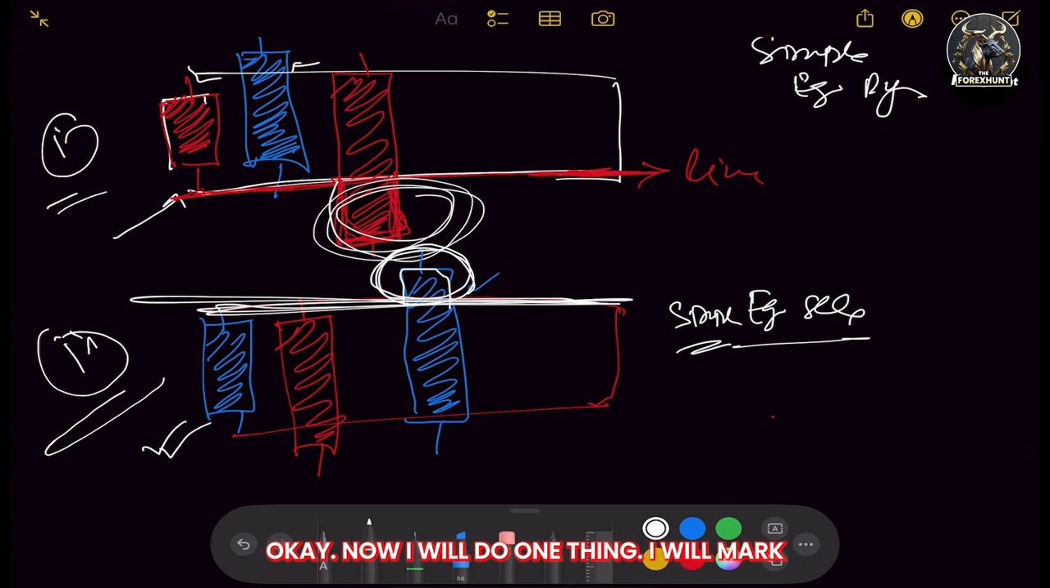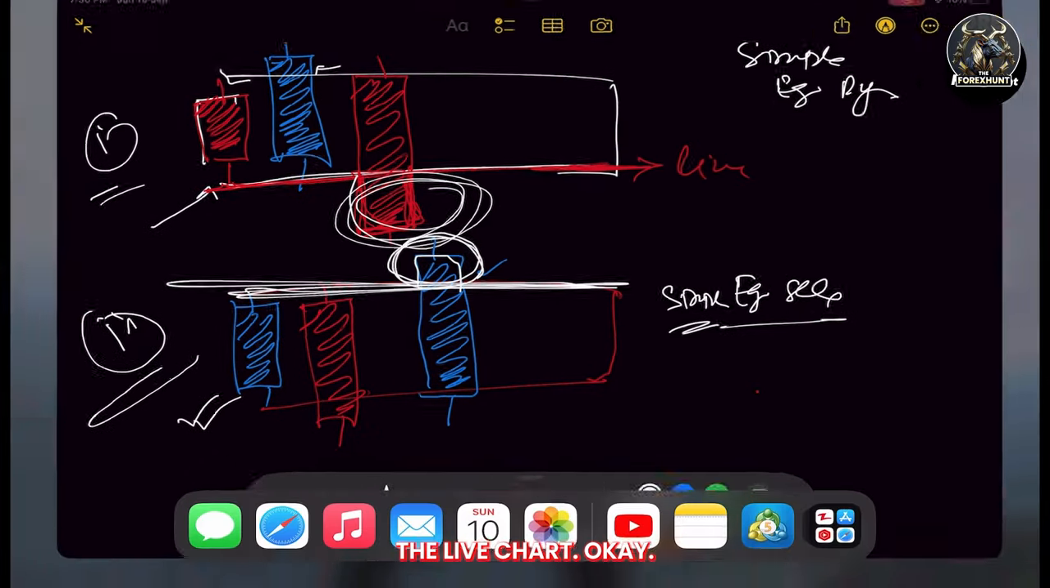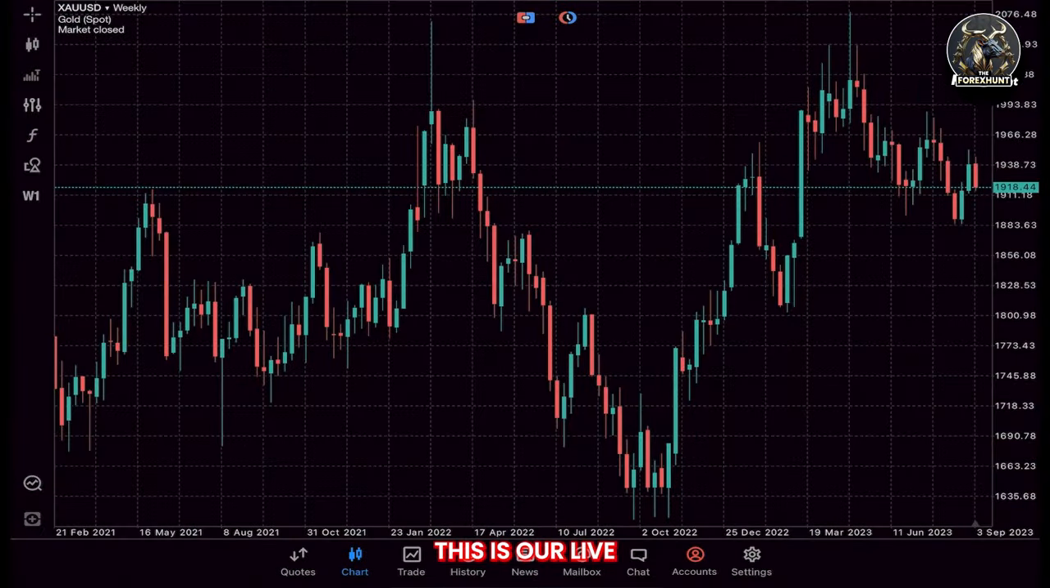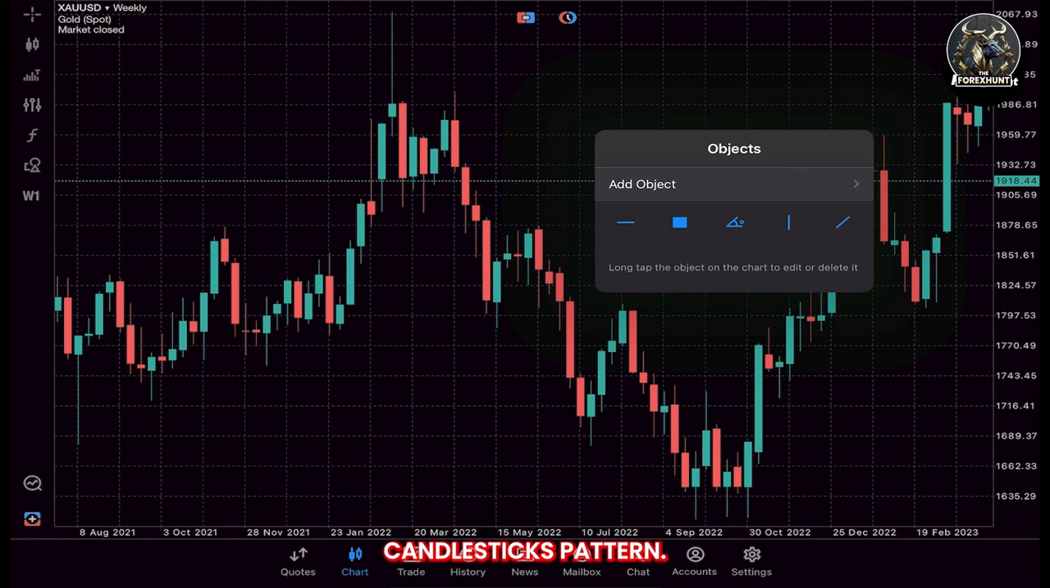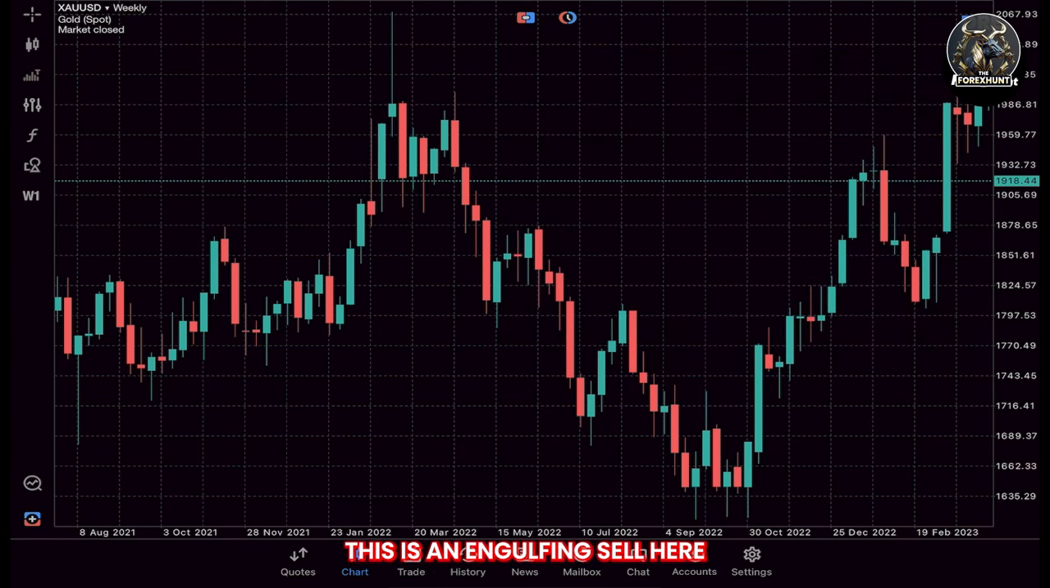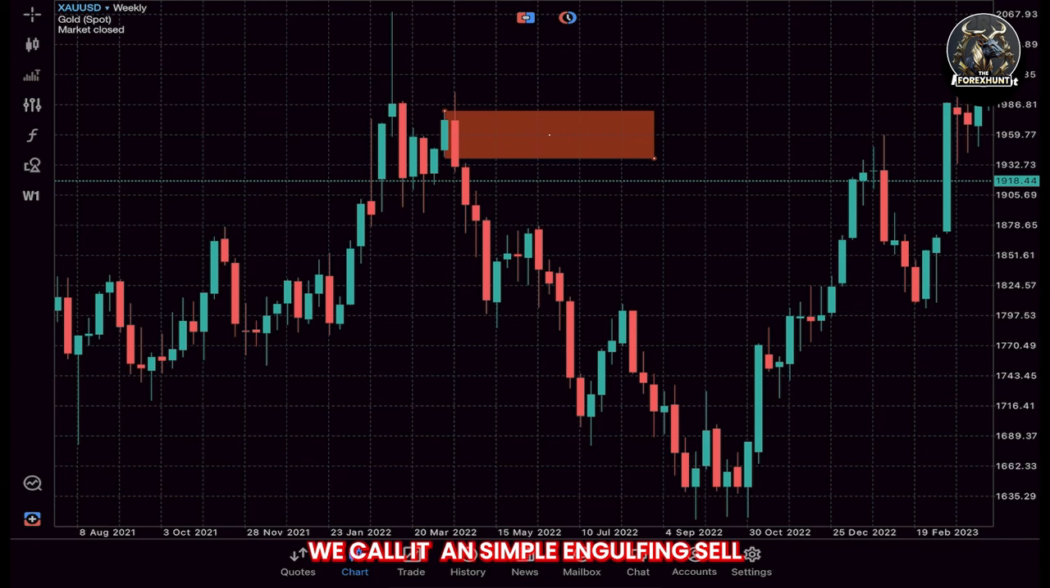Okay, now I will do one thing. I will mark it on the live chart. Okay, this is our live chart. This is a weekly candlestick pattern. This is an engulfing sell here. We call it a simple engulfing sell. Clear? This is a simple engulfing sell.